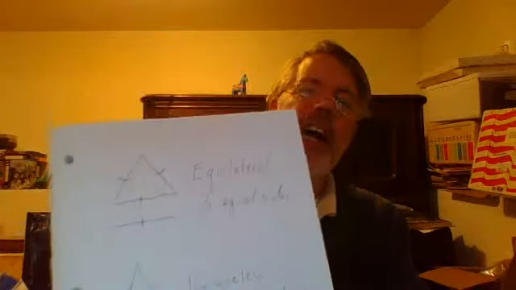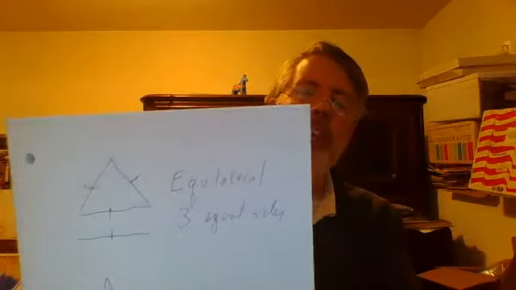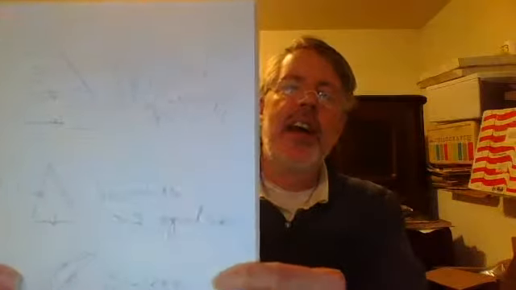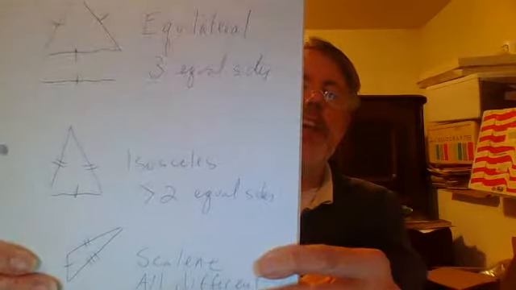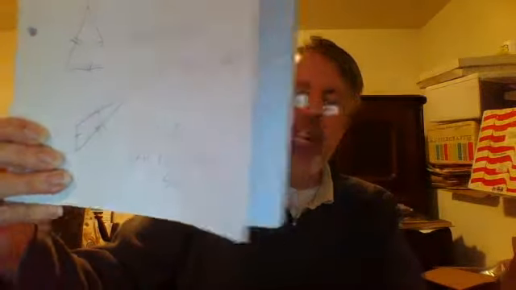So that's it for today. We just had some terminology. Remember, there are different names for triangles. A triangle is a polygon with three sides and three angles. An equilateral triangle means that all three sides are the same and three angles are the same. Isosceles means that it has at least two sides that are equal, and a scalene triangle means that all the sides are different.